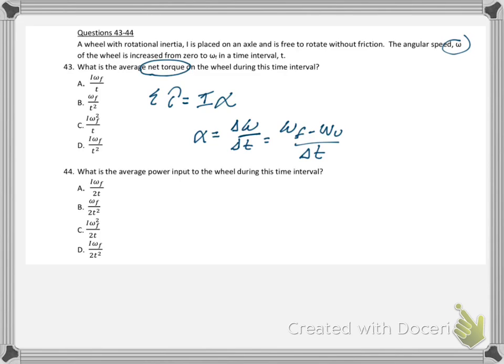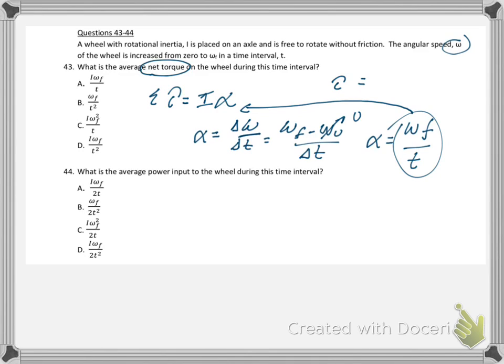And if we increased it from 0, this term is 0. So angular acceleration equals omega final over time. So we can plug that in here, and we're going to get net torque equals moment of inertia times final angular velocity over time.